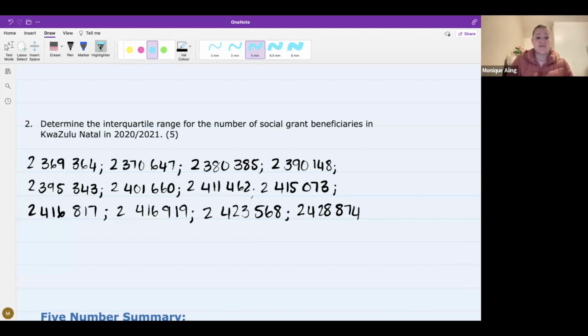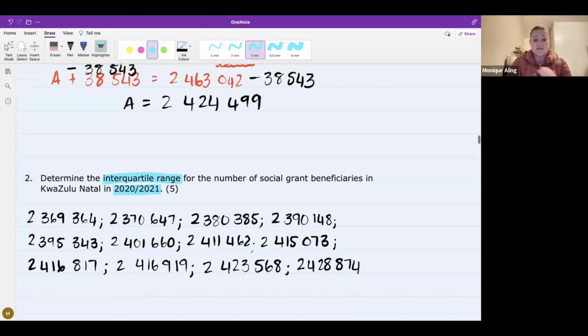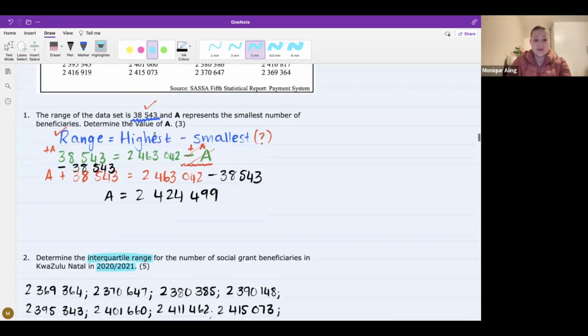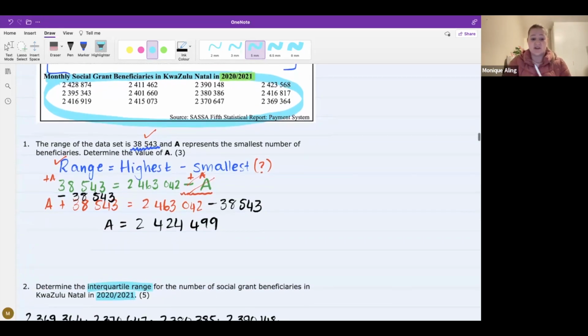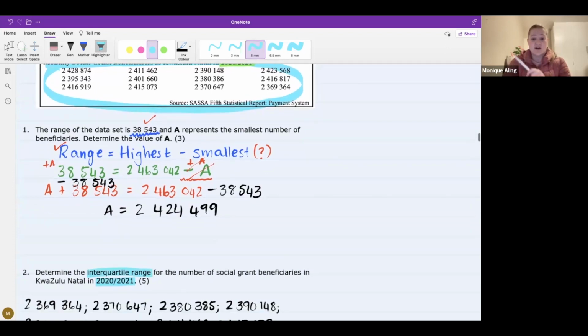So just quickly, we have to determine the interquartile range for the number of social grant beneficiaries in KwaZulu-Natal in 2020-2021. So for the 2020-2021 year, we're specifically looking at the bottom section over here. We need to find the interquartile range. So we need to take all those numbers, put them in order, find our quartiles so we can find our IQR. That is what the question's asking. Determine the IQR for this year.